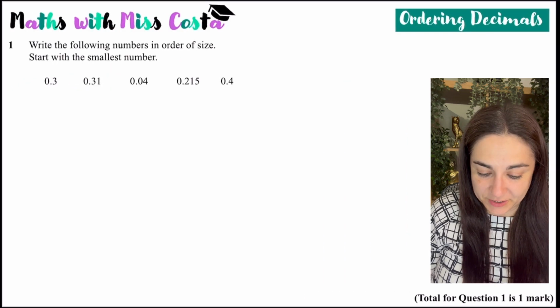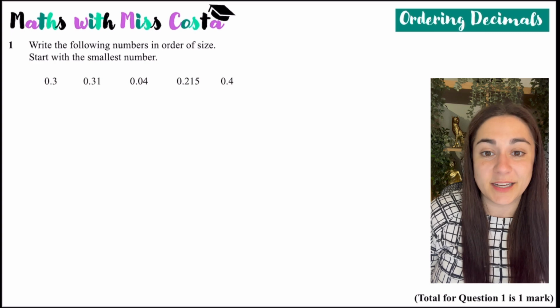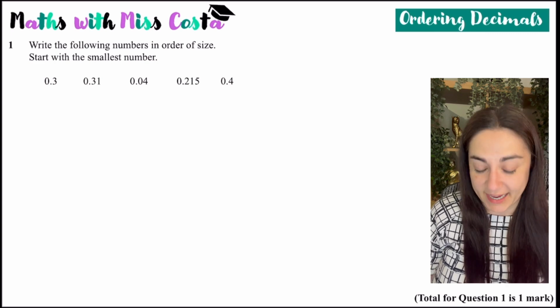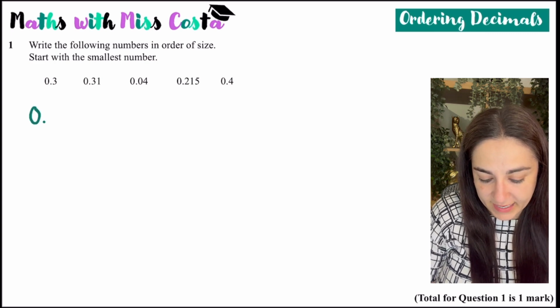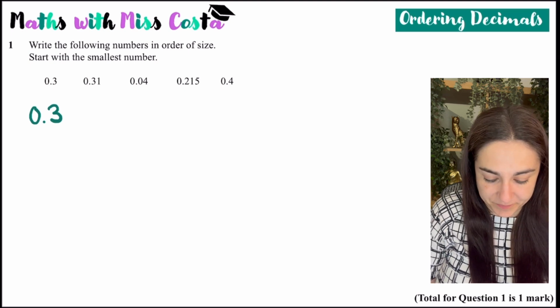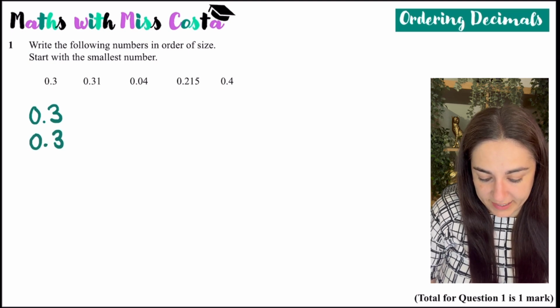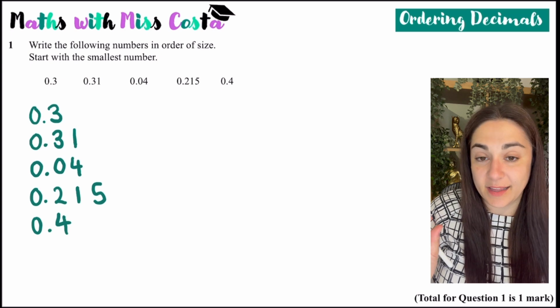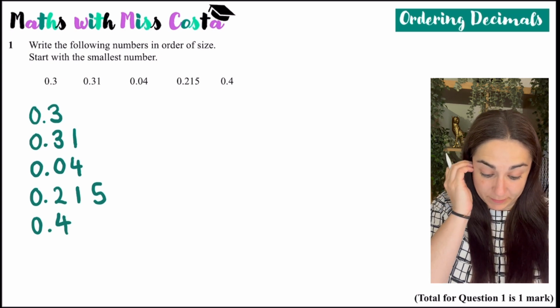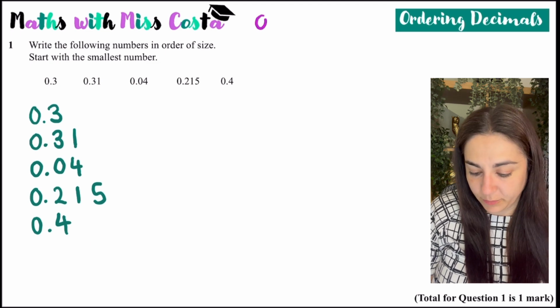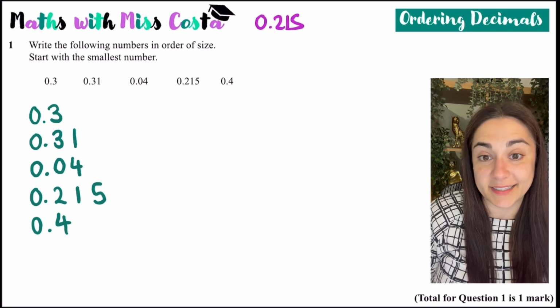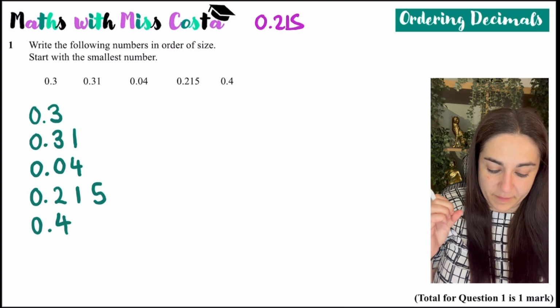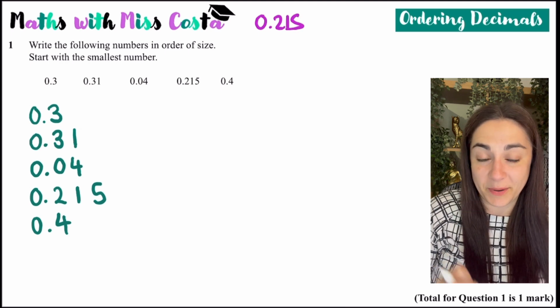So for the first question, we've got an ordering decimals question, and whenever we've got a question like this, it's really helpful to write all of the numbers down in a vertical list. So we've got 0.3, 0.31, 0.04, 0.215 and 0.4. Now, sometimes people just look at 0.215 and think it looks like a really big number because it's 215, but they forget to take into account the place value.